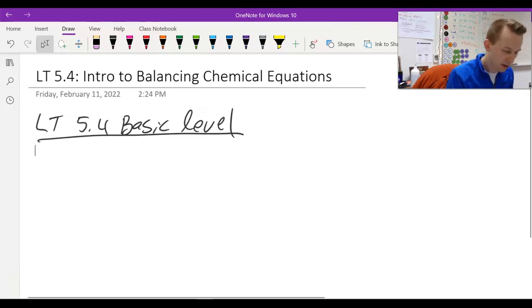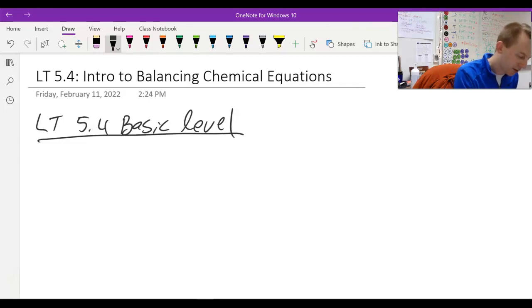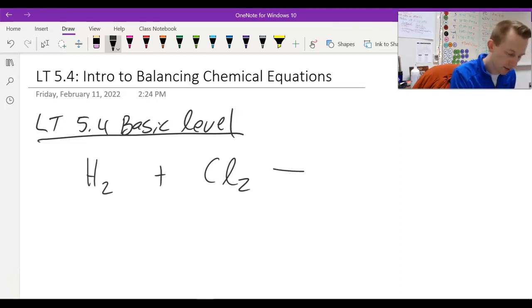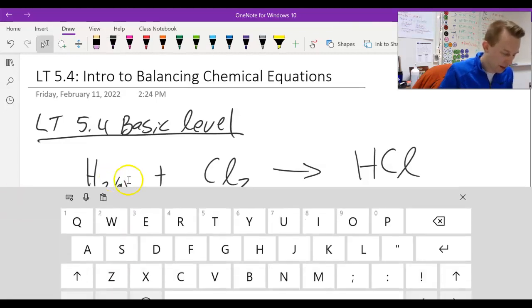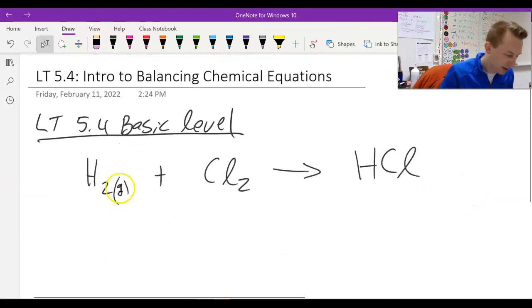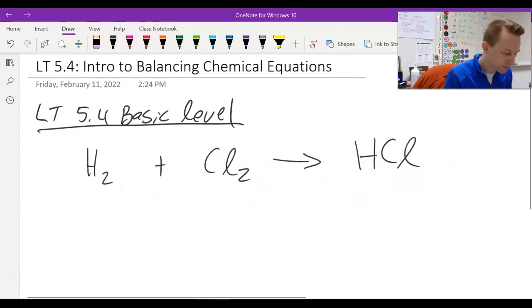So let's just start with a very basic kind of chemical reaction. Let's just say we've got hydrogen gas and we've got chlorine gas, and that reacts to make HCl. We could put our phase notation on there, like all of these would be gases, so I could write that here. But I'm not going to do that. I'm just going to keep it very simple.